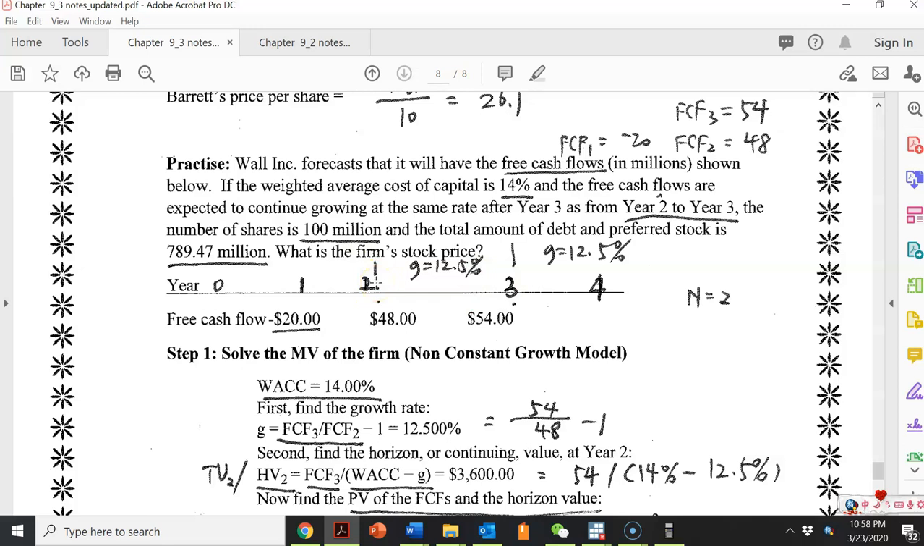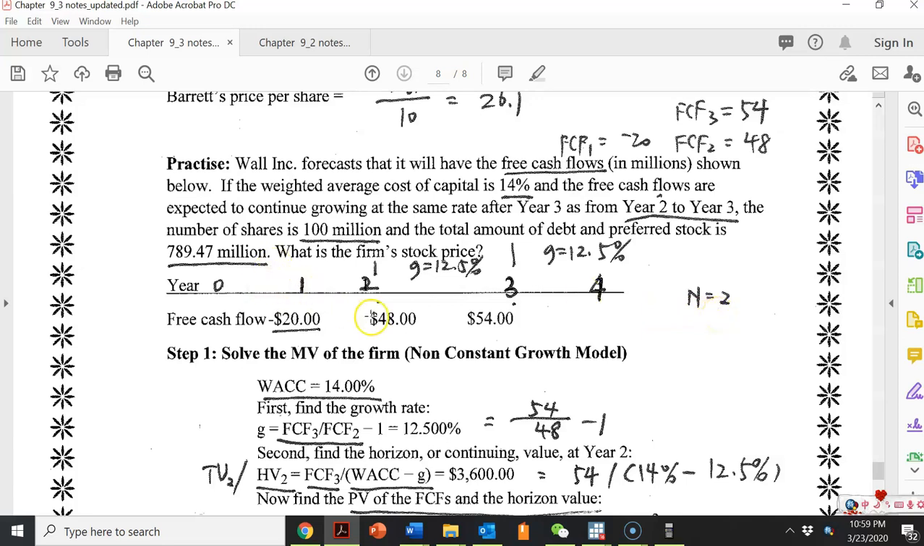This question is saying that free cash flows are expected to grow at the same rate after year 3 as from year 2 to year 3. So we know after the second year, free cash flows grow at the same rate. From year 2 to year 3, we have a growth rate, and it's the same as the growth rate from year 3 to year 4, or any year afterwards. So here, a very tricky part is that you have to tell your horizon date is 2.